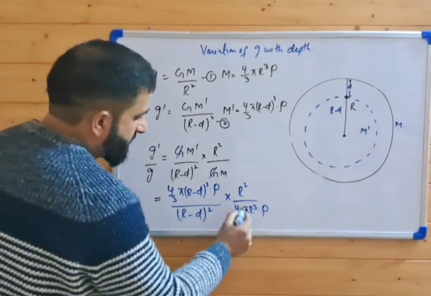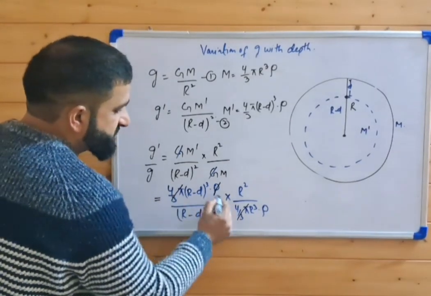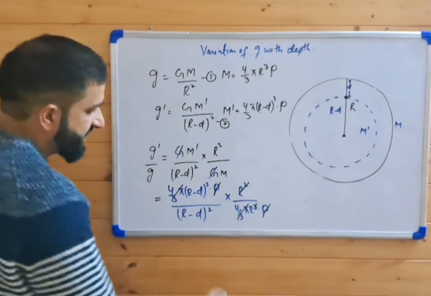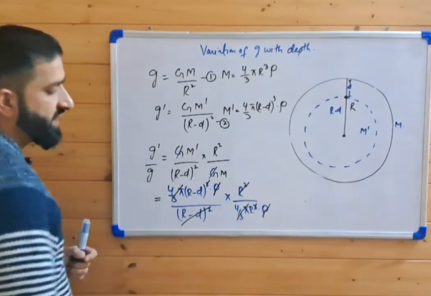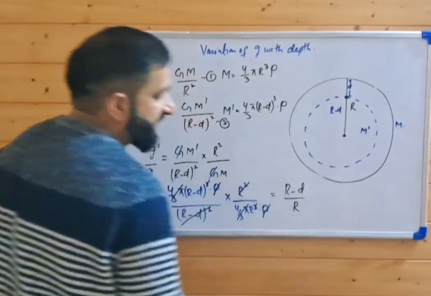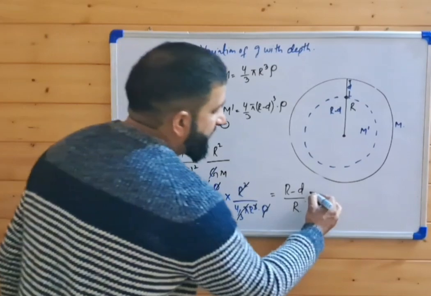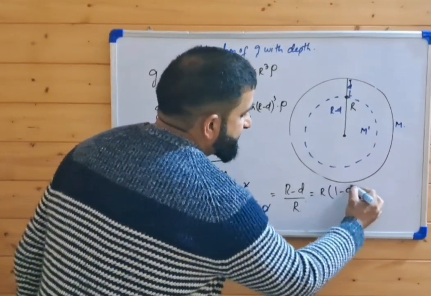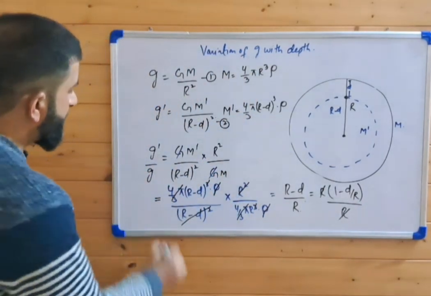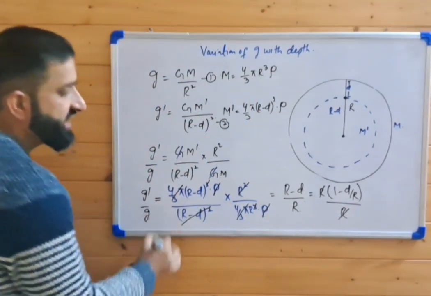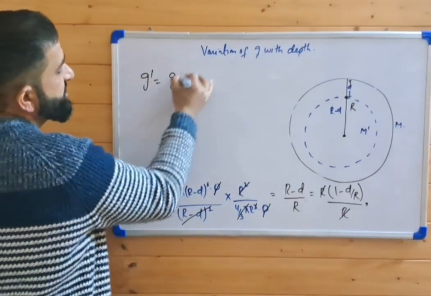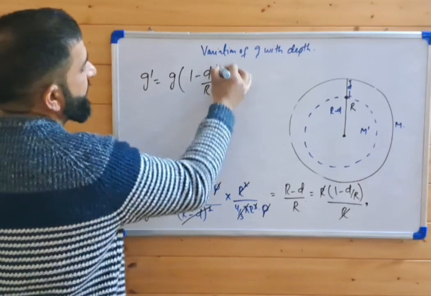Now this 4 by 3 pi goes, this rho and rho goes, R square and 3 goes, we are left with R cube, and this goes, we are left with R minus d, so that is equal to R minus d divided by R. If we take R common in the numerator, we are left with R into 1 minus d by R divided by R. This R and R cancels out, so we have g dash divided by g is equal to 1 minus d by R. That means g dash is equal to g into 1 minus d divided by R.